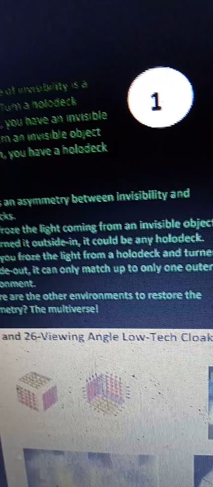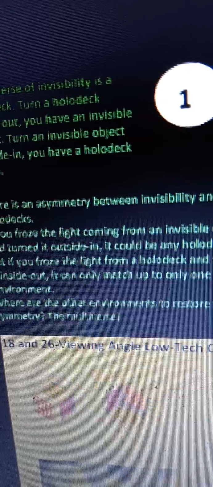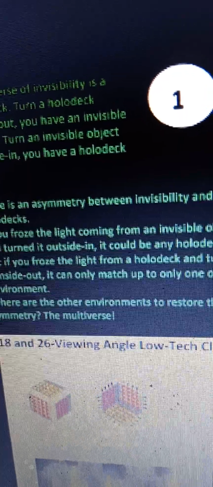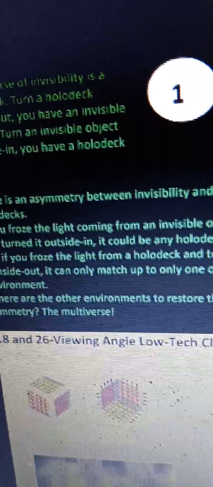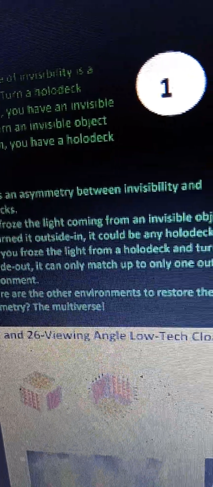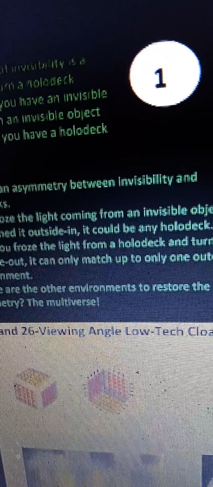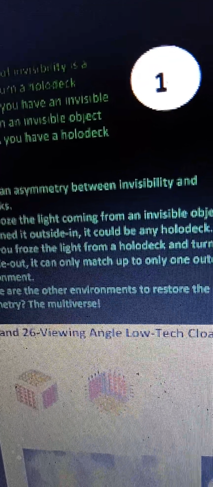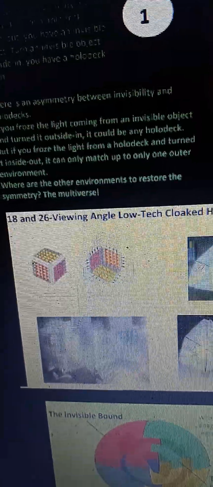Where are the other environments to restore the symmetry? I believe it would be the multiverse, for the infinite variety that the holodeck could match up to once turned into an invisible object. It would have to necessarily include the multiverse, the infinite multiverse. And this is just a low-tech proof of the inverse relationship.